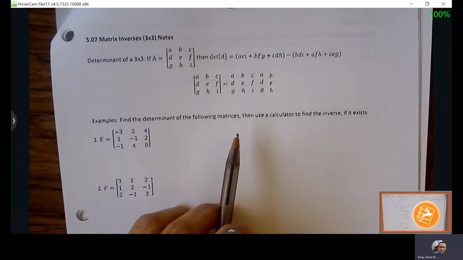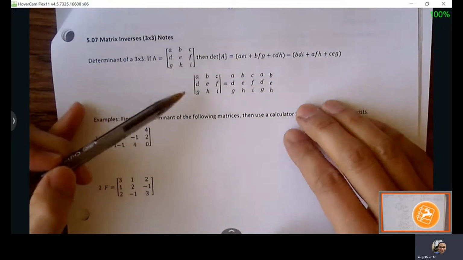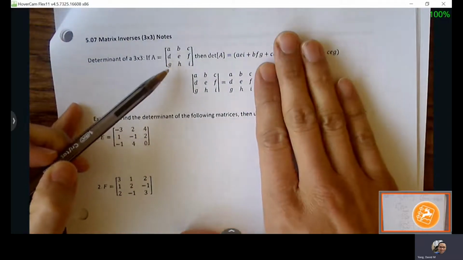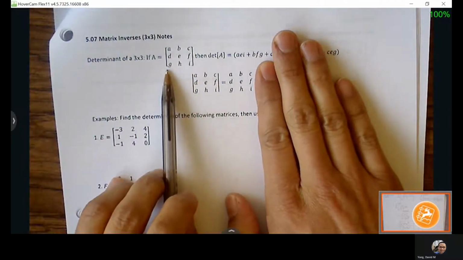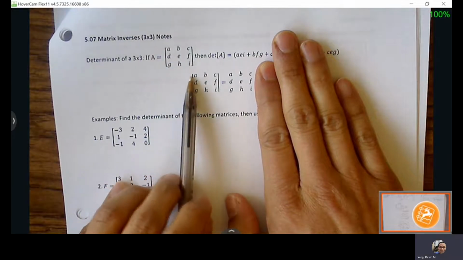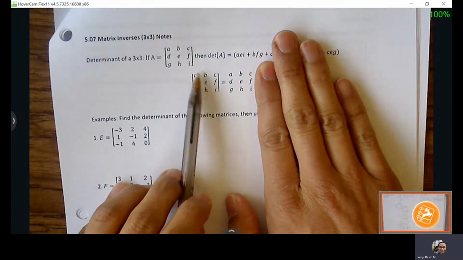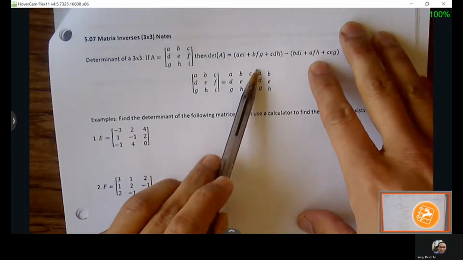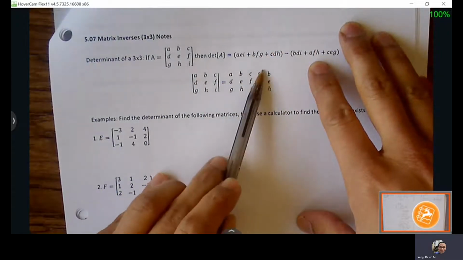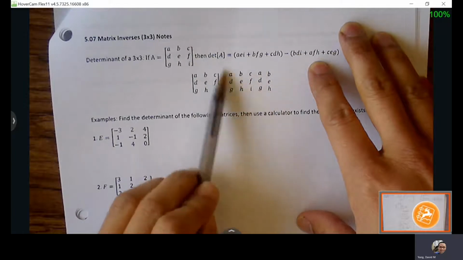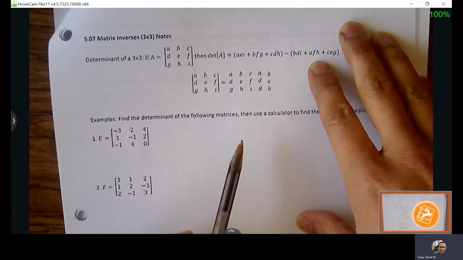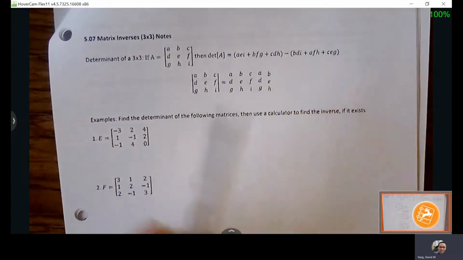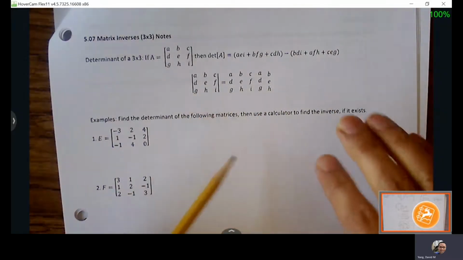So here's what we're going to do. If we have a 3x3 matrix, A, B, C, D, E, F, G, H, I, we're going to recopy the first two columns and make it a 3x5 matrix. And once we have everything lined up, I'm just going to show you what we're going to do, and then we'll look at an example.